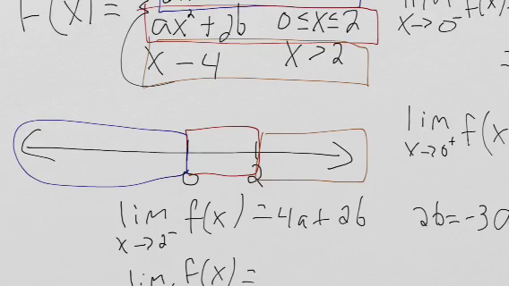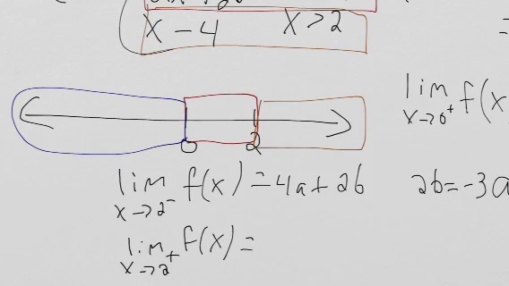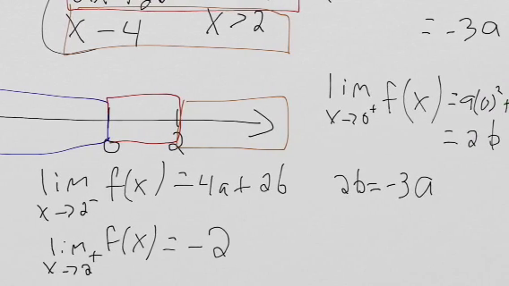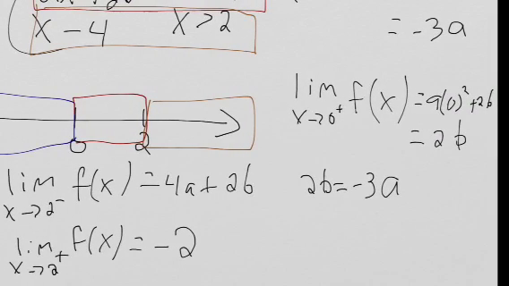And then approaching 2 from the right, we're in the orange section, so we're going to use this function. We plug in 2 for x, and we get 2 minus 4, which is negative 2. So now we have more information. We can hopefully use it to solve for a and b. If this function is going to be continuous at x equals 2, then we need the left and right limits to be equal, which means that not only do we know 2b equals negative 3a from earlier, now we know that 4a plus 2b must equal negative 2.